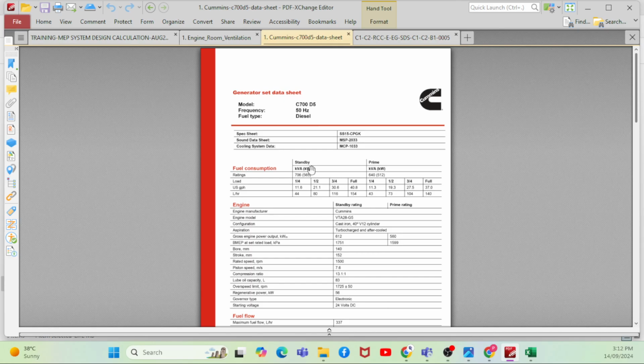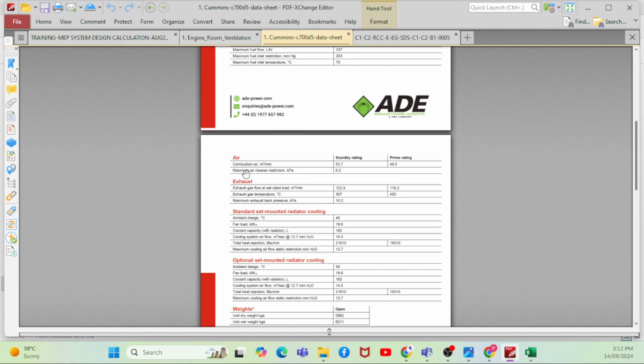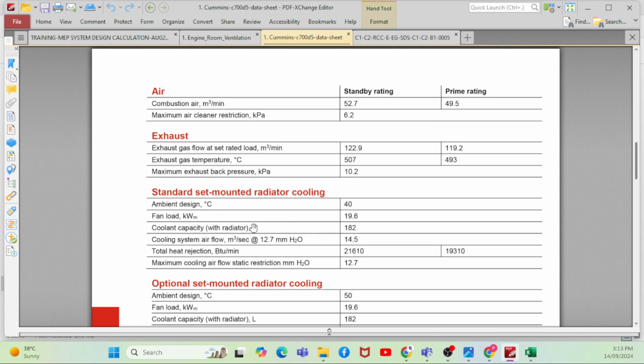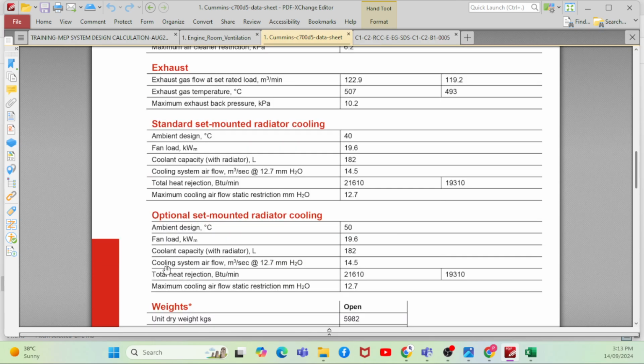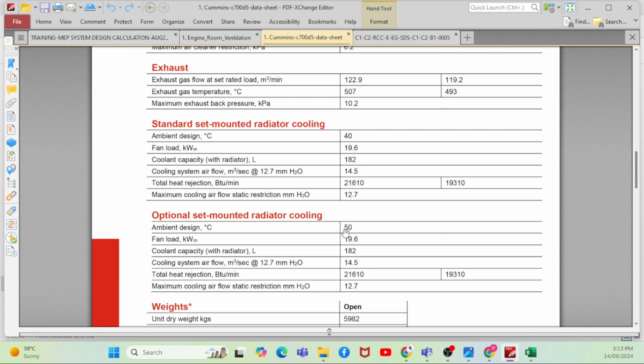If you come below in the sheet, it is clearly given what the combustion air required is. You can see the value here. And also for the radiator cooling, you can see below directly the cooling system airflow rate at 12.7 mm H2O. This airflow rate is in meter cube per second. So this is for the cooling and this is for the combustion. When you add them together, you will get the total flow rate required for the generator.